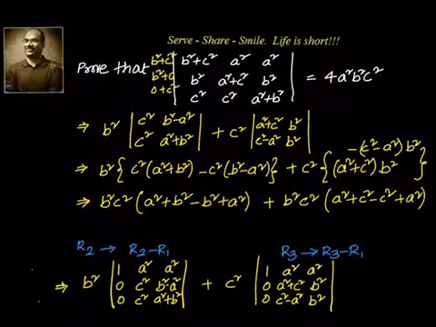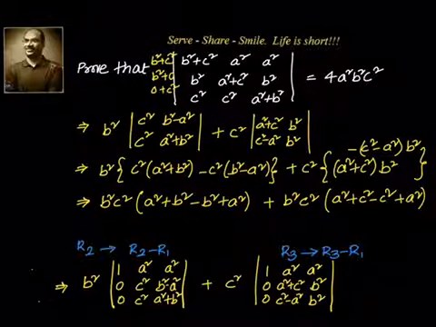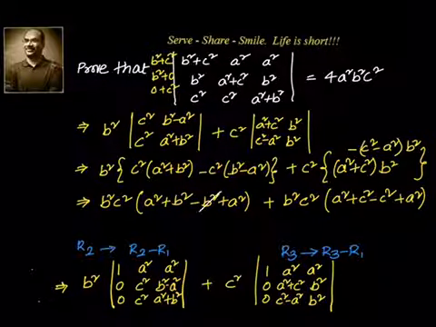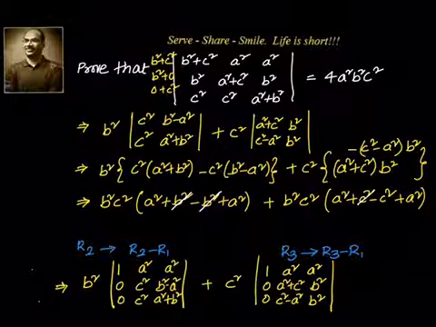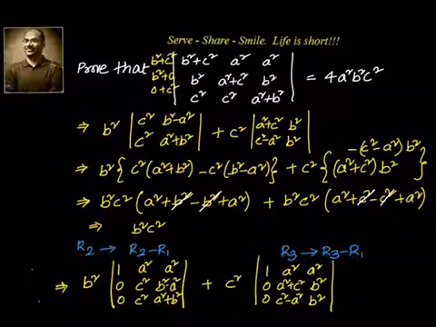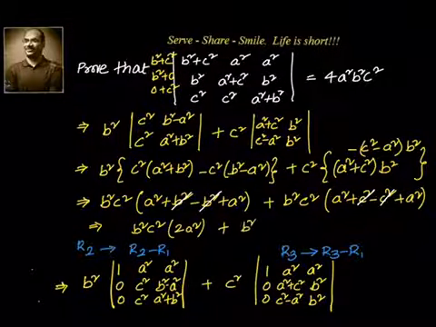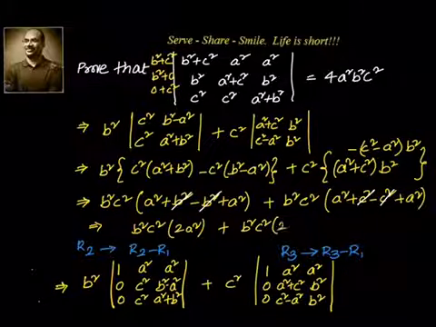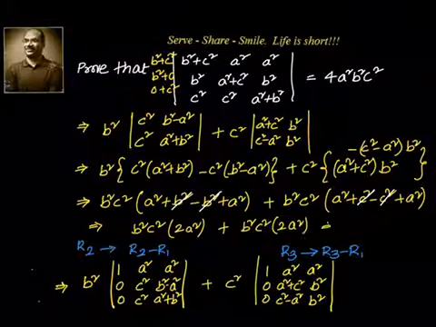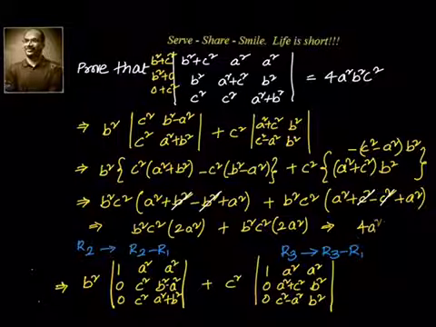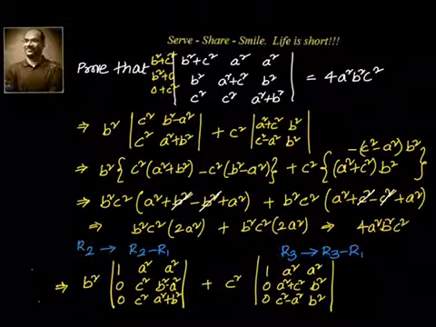Now simplify that. We will get b square cancelling it out here and c square cancelling it out here. So we will have b square c square into 2a square plus b square c square into 2a square, which is equal to 4a square b square c square.